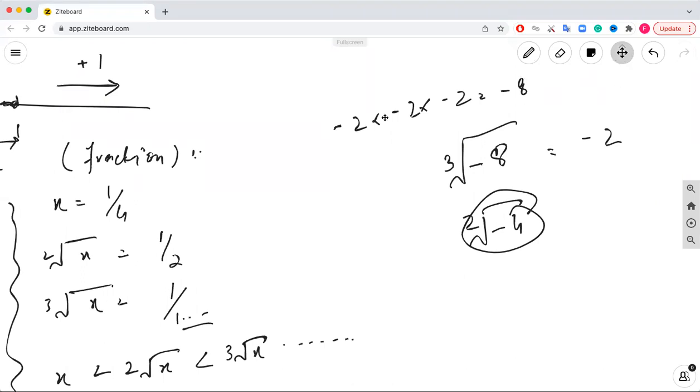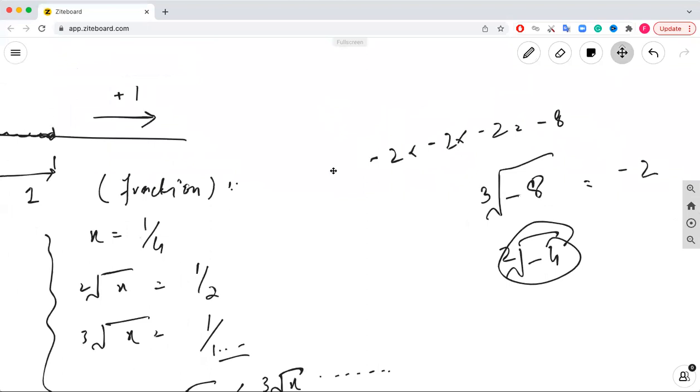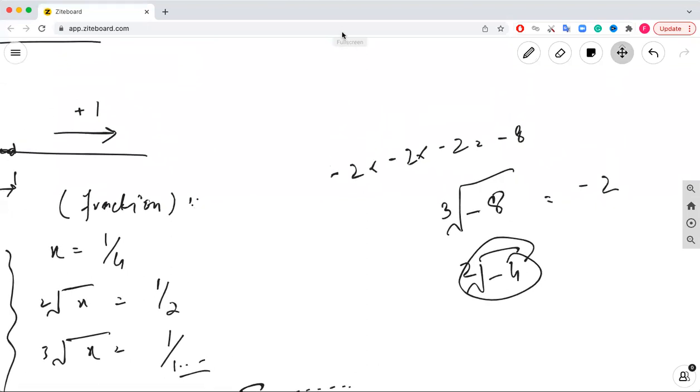Okay. That means when we use even numbers, then we cannot. Listen. Please, one at a time. There is a distraction. Can you repeat?